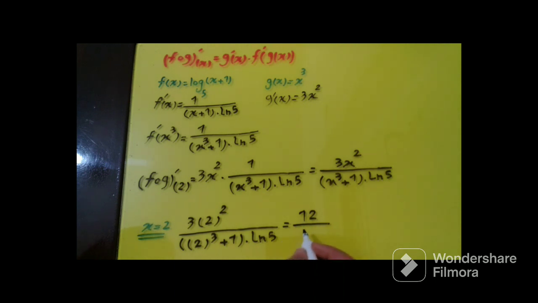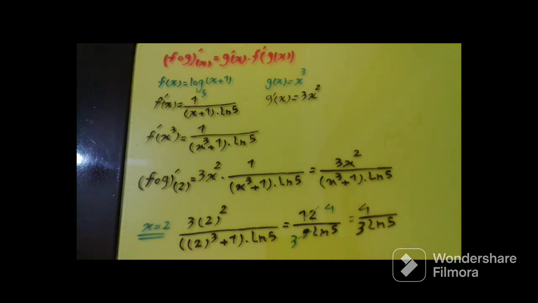So in the end, it's 12 over 9 times ln of 5. We can simplify it. It's 4 and 3. In the end, it's 4 over 3 times ln of 5.